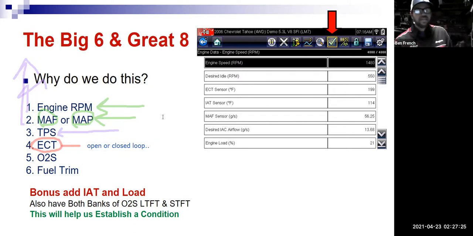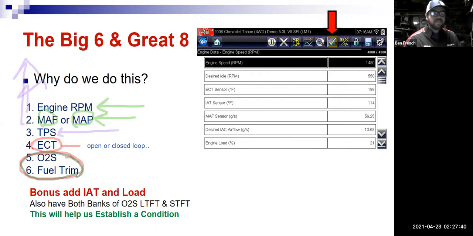Okay. And then ultimately my O2 sensors and fuel trim, basically this is my feedback. This lets me know, well, what kind of adjusting am I doing? Now, if you want to add a couple extra PIDs on there, I think it's always smart to look at the intake air temperature sensor.